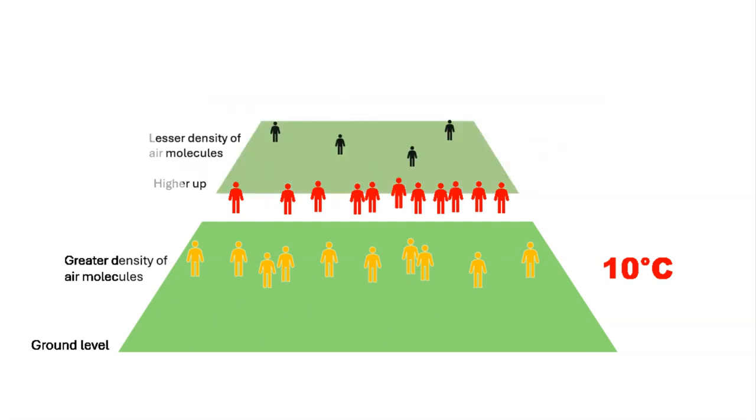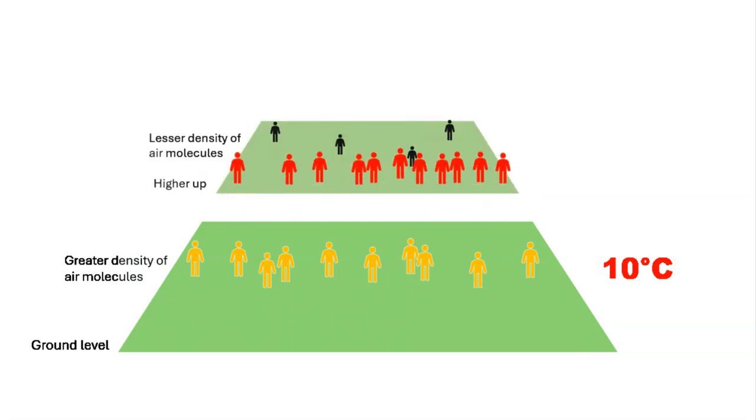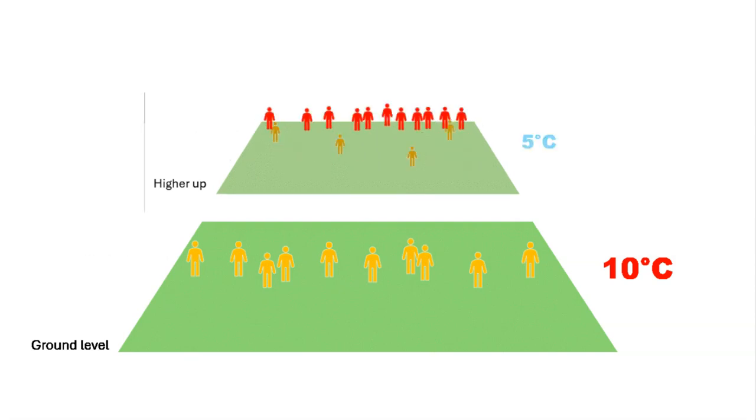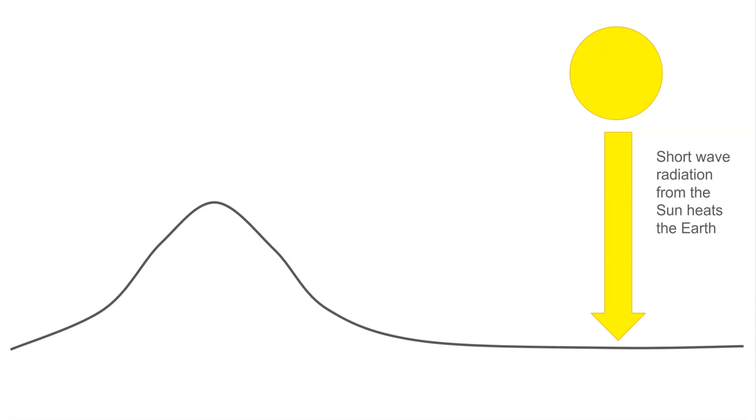But as you go higher up, the air is less dense, so there is less heat absorbed, therefore it's colder. So that's our little analogy. Let's take a look at a diagram to illustrate that. The shortwave radiation comes in from the sun and heats the earth, and the earth then heats the air above. The long-wave radiation is given off.